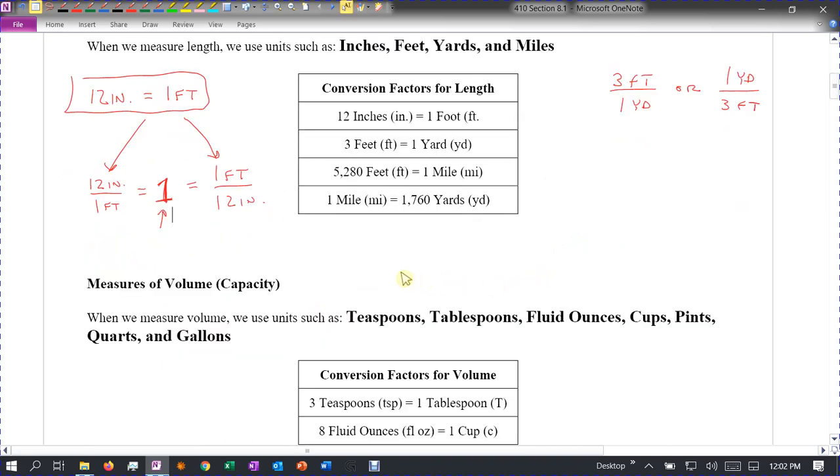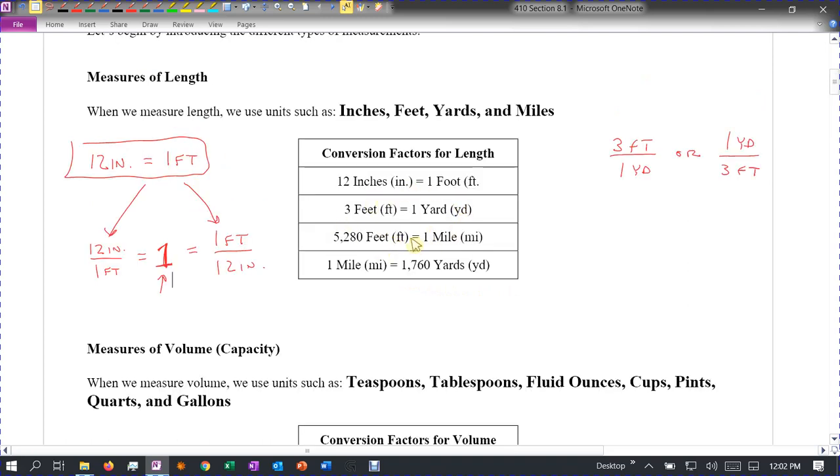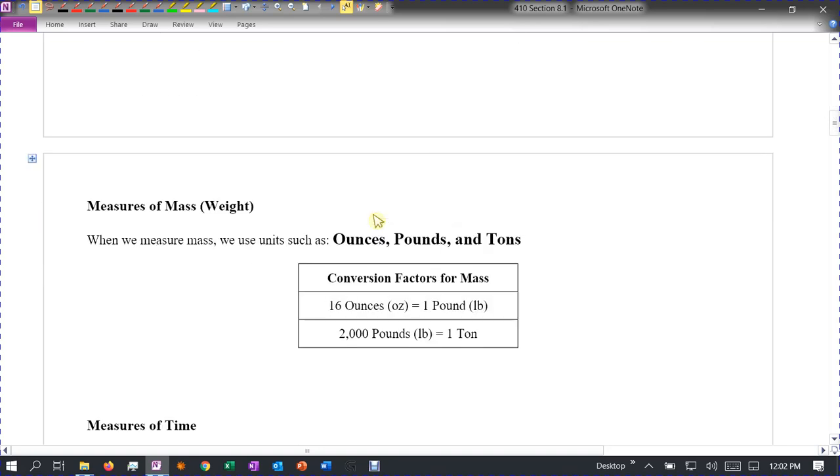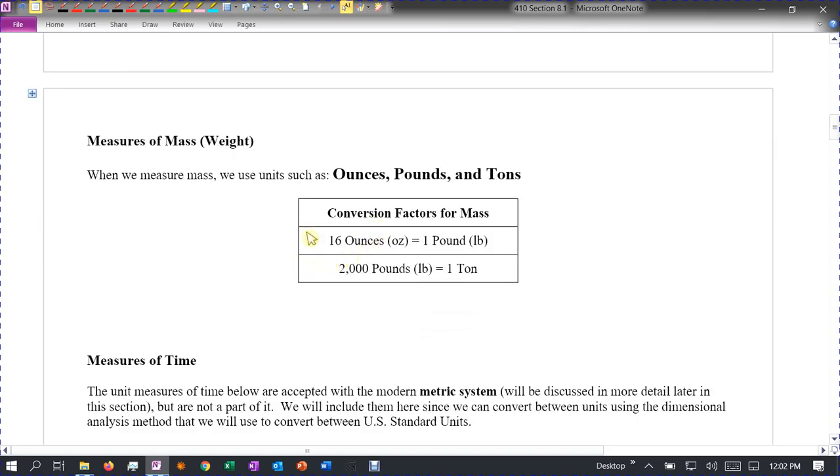Now, measurements of volume. This is how much something can hold. This was all measurements of length. If you're going to measure it with a ruler, this is measurements of length. So we talk about inches, feet, yards, and miles when we talk about length. When we talk about volume, we talk about teaspoons, tablespoons, fluid ounces, cups, pints, quarts, and gallons. Here are all the conversion factors that we use for volume measurements. And then we have measurements of mass or weight, and this is when we talk about ounces, pounds, and tons. So 16 ounces is a pound, 2,000 pounds is a ton.